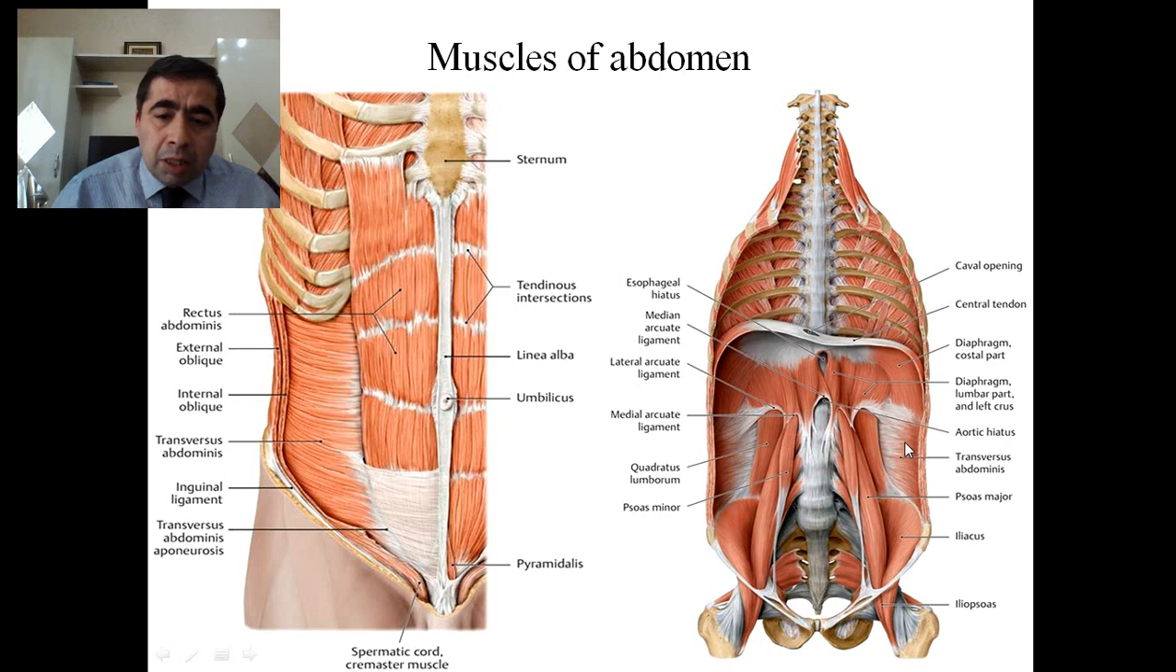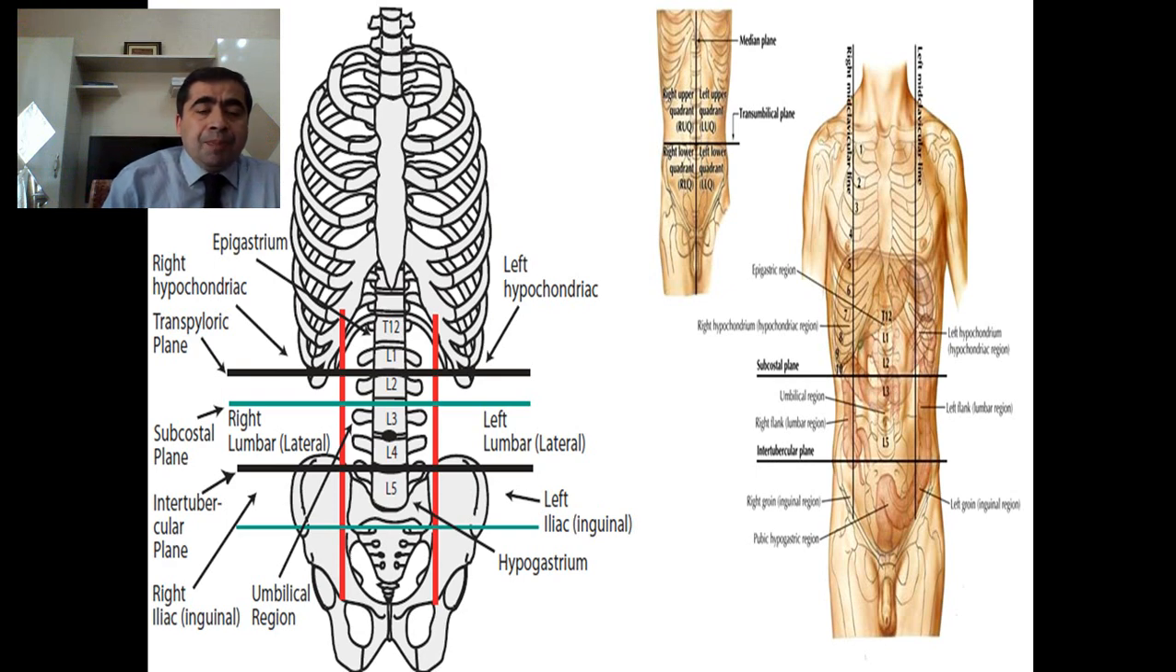The posterior abdominal muscle is the musculus quadratus lumborum. It's here, and this muscle is located between the iliac crest and the 12th rib. By shape, it looks like a quadrate, which is why it's called the musculus quadratus lumborum. And again, I prepared this picture for explanation of the planes. The transpyloric plane passes through the inferior border of the first lumbar vertebra, or instead we can use the subcostal plane.